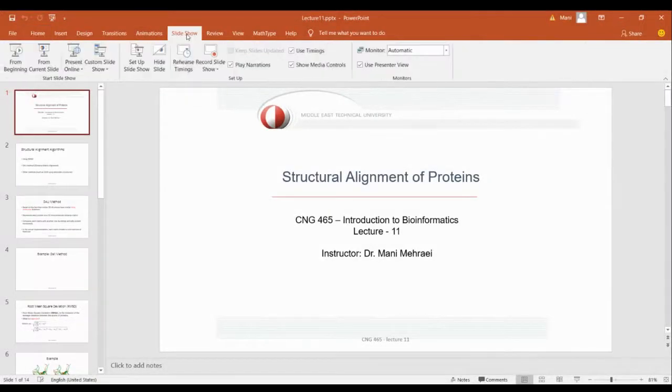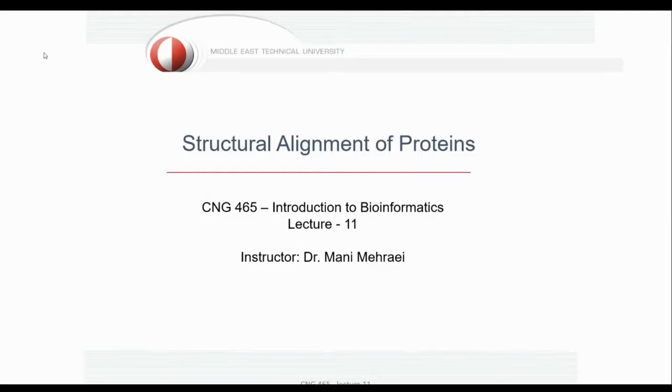Hello everyone. Today we will talk about structural alignment of proteins. So previously we have learned about different types of alignments, for example, sequences. We use it for pairwise and multiple alignment, and also we talked about sequence with a profile. And now we are talking about structural alignment of proteins, which is about comparing two protein structures together.